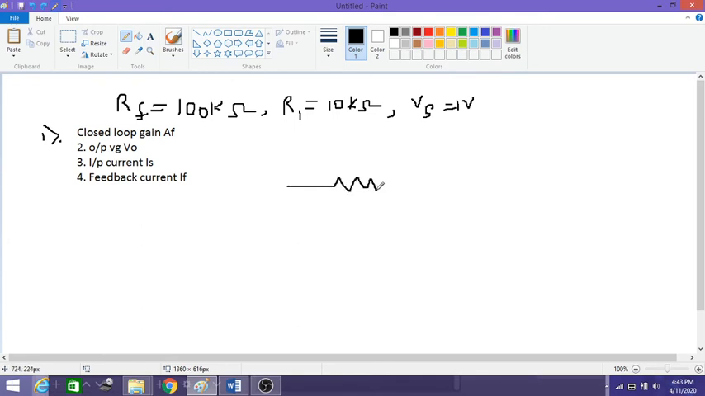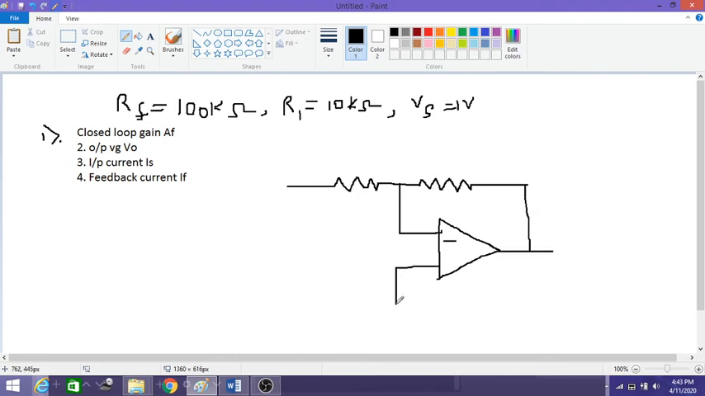The circuit looks like this. You have a resistance RS or R1, whatever you want to call it, and you have a feedback resistor which is connected from output to the inverting terminal. Then the non-inverting terminal is grounded. Here you have your Vs, this is your R1, this is your Rf, this is your V0. First you have to write the circuit like this, then you can start the analysis.